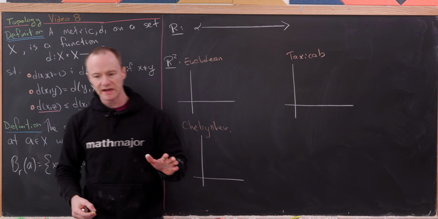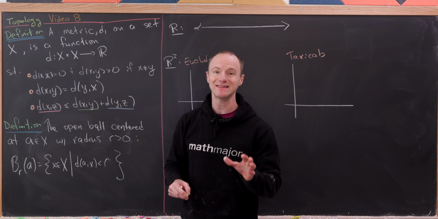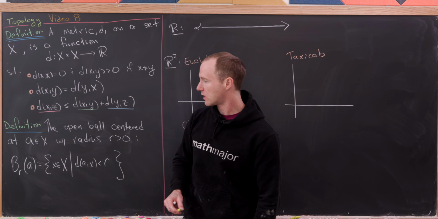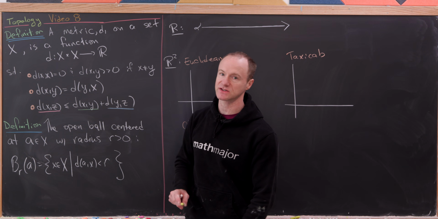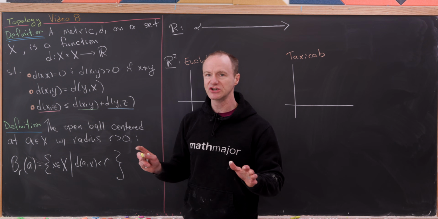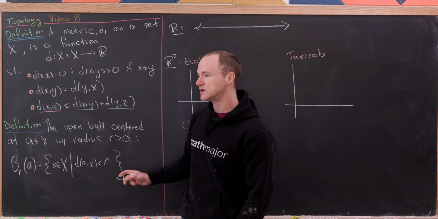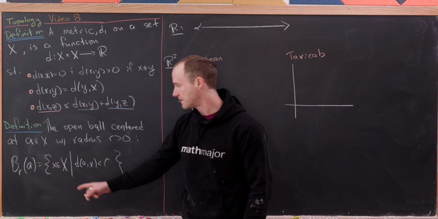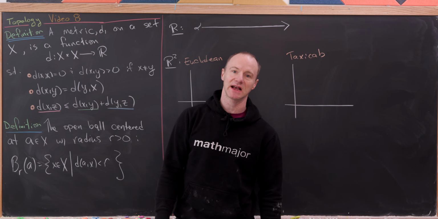All right, so hand in hand with the notion of a metric, especially if we're working towards the metric topology, we'll need to know the notion of an open ball. So we'll define the open ball centered at a point A in X with a positive radius R to be essentially all points that are within R units of A. We could write that out as, our notation is B sub R of A. We've got all x in X so that the distance from A to x is less than R.